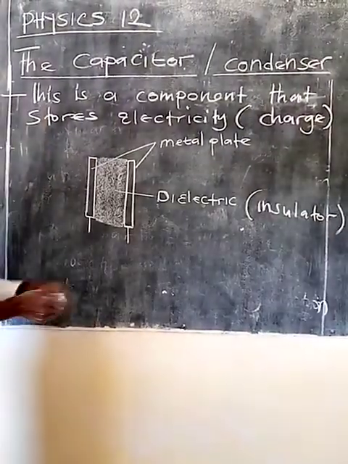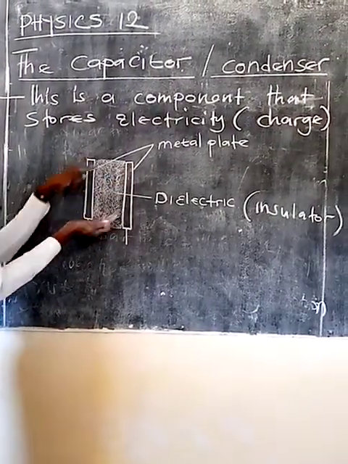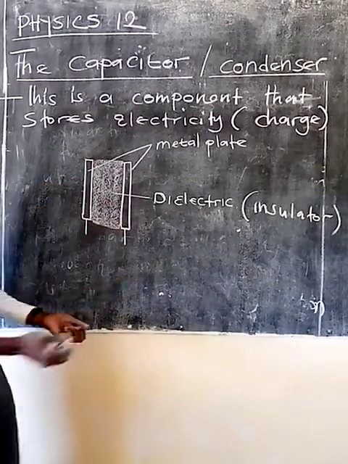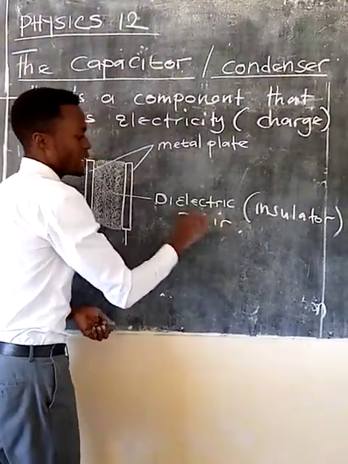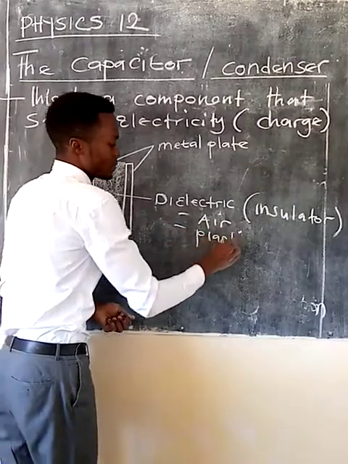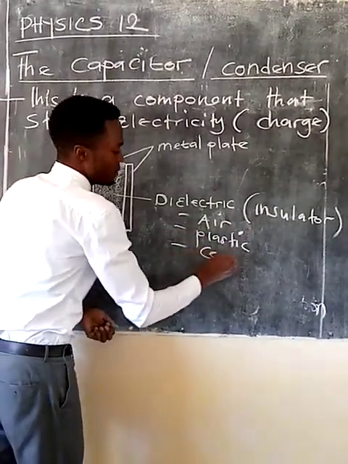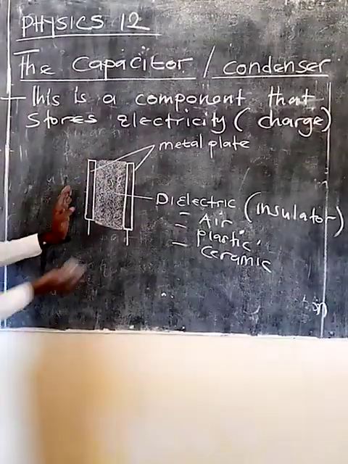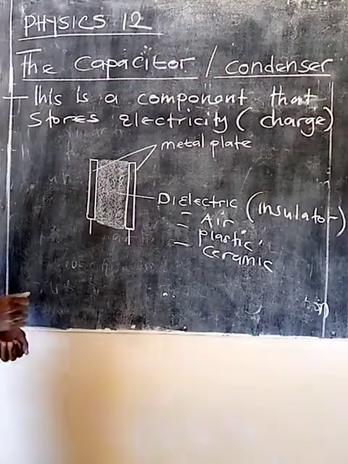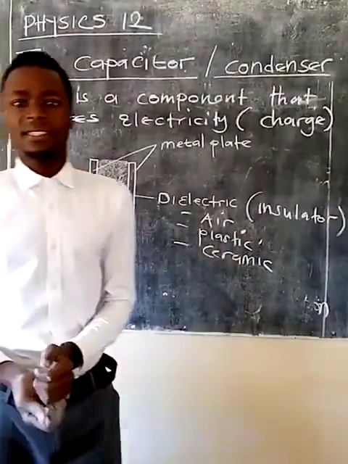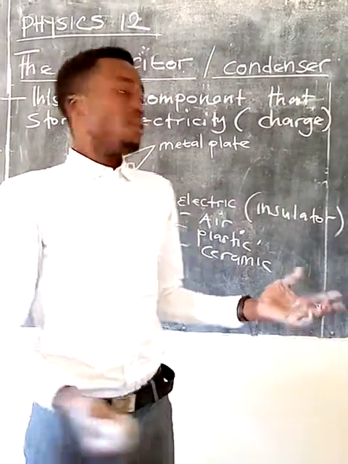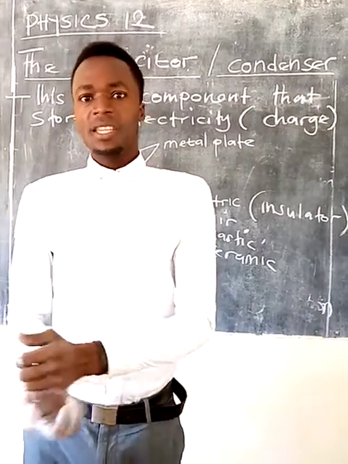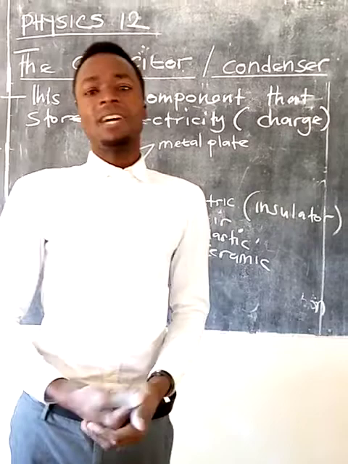Now, we have these two metal plates. What's the function of this dielectric which we have put there? It is an insulator, and it can be air, plastic, or ceramic. It can be anything that is going to separate these two metal plates. Now, a capacitor functions as a rechargeable battery. Mostly these are the ones that we use in power banks to store charge. You can charge it, then later on use it to charge another gadget.